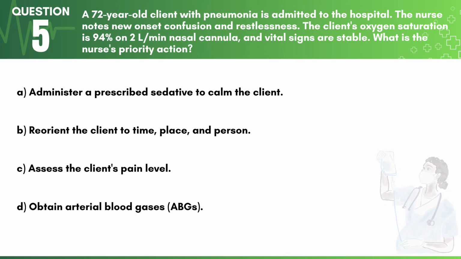Question 5. A 72-year-old client with pneumonia is admitted to the hospital. The nurse notes new onset confusion and restlessness. The client's oxygen saturation is 94% on 2 liters per minute nasal cannula, and vital signs are stable. What is the nurse's priority action? A. Administer a prescribed sedative to calm the client. B. Reorient the client to time, place, and person. C. Assess the client's pain level. D. Obtain arterial blood gases, ABGs.